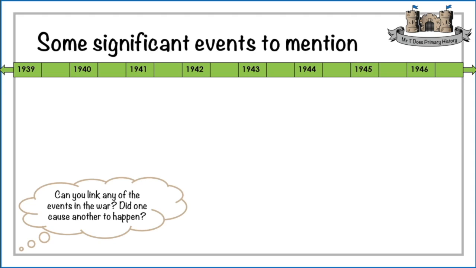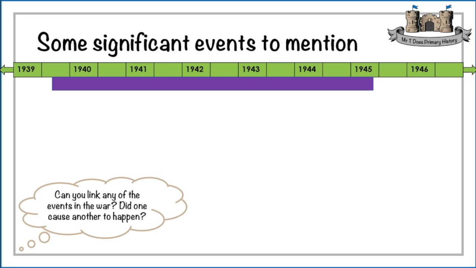The key aspect for this is, can you link any of the events in the war? Did one cause another to happen? Let's make a start then. The bar I've just added on is the duration of the war itself. Now let's have a look at some of the key events. If it's an arrow, it's a single event. If it's represented by a bar, it has a duration of time and it runs for longer. The Battle of the Atlantic. Now the Battle of the Atlantic was fought between the British Royal Navy and the German Navy, mainly the U-boats, submarines.